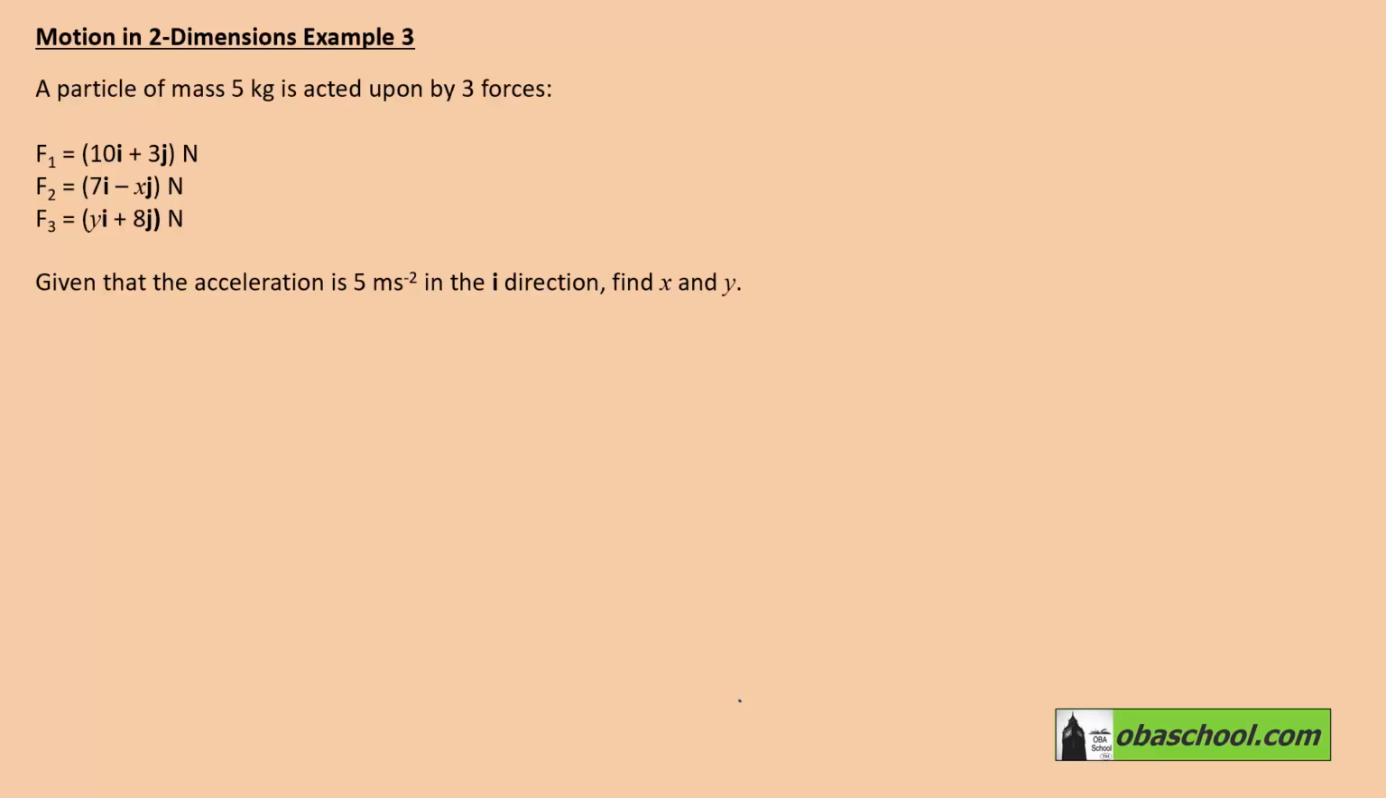A particle of mass 5 kilograms is acted upon by 3 forces. F1 is equal to 10i plus 3j newtons. F2 is 7i minus xj newtons. And force 3 is yi plus 8j newtons. Given that the acceleration is 5 meters per second squared in the i direction, find x and y.